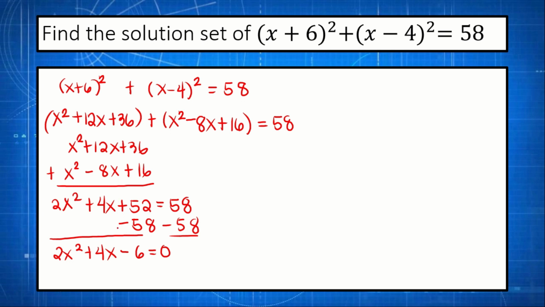Notice that 2, 4, and negative 6 are all divisible by 2. So we can simplify this equation by dividing each term by 2. So we now have 2x squared divided by 2, that is x squared. Then 4 divided by 2, we have positive 2x. Negative 6 divided by 2, we have negative 3 is equal to 0. So here, this is now the standard form of our given equation.